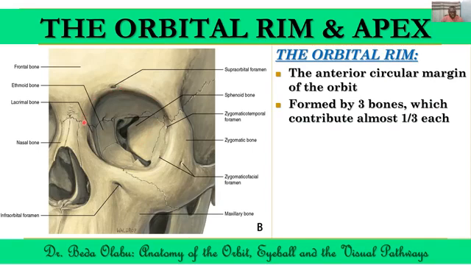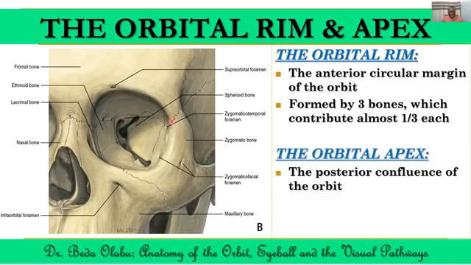We have the maxilla inferomedially and the zygomatic bone inferolaterally. Those are the bones that form the orbital margin.